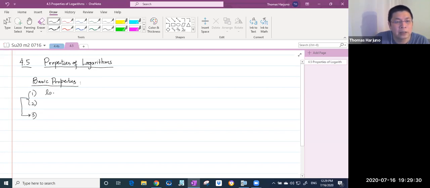Log base a of 1 is 0, again for a positive and not 1. Log base anything of 1 is 0. Log base anything of the same thing is 1. And in general, log base anything of the same base to the n power equals n.